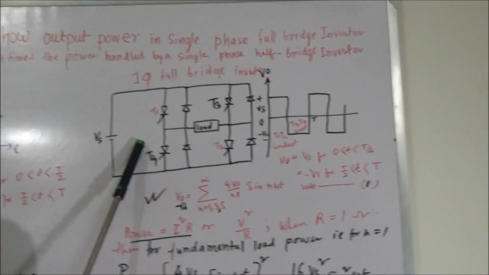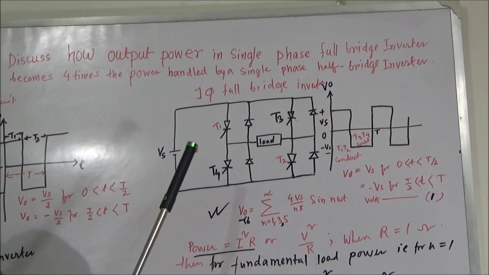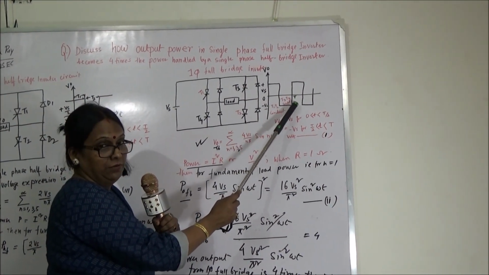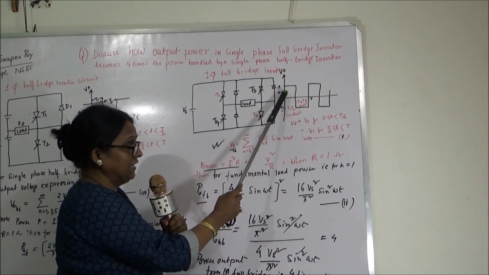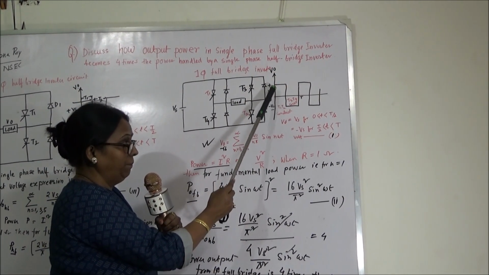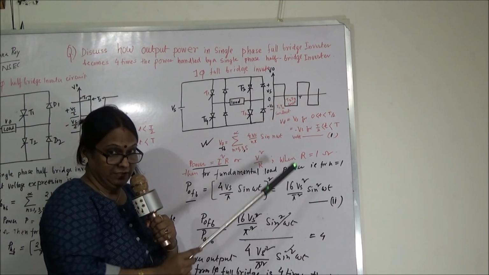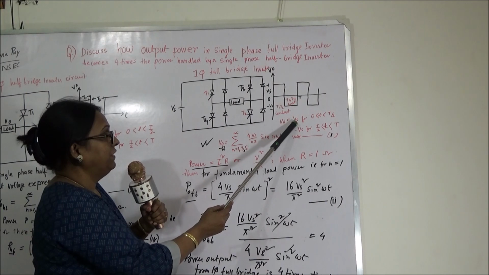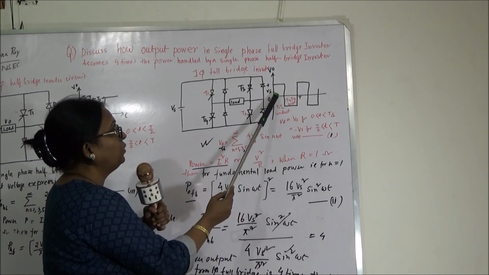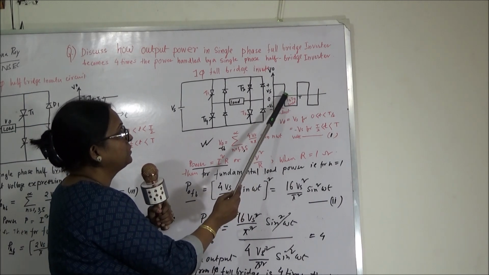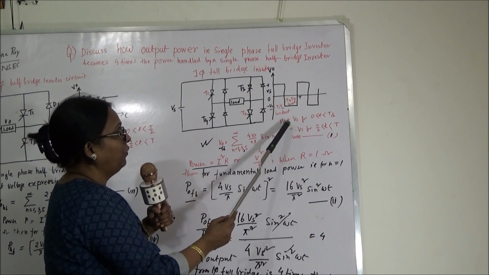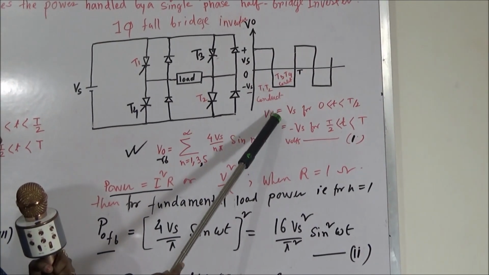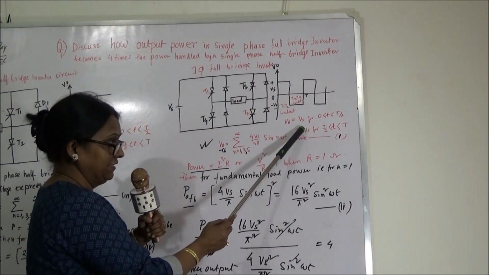This is the circuit diagram of the single phase full bridge inverter, and this is the output waveform of this inverter, where we can see the output voltage varies from plus Vs to minus Vs within the period T. The output voltage Vo is equal to Vs for t from 0 to T by 2, and for t from T by 2 to T, the output voltage is minus Vs.